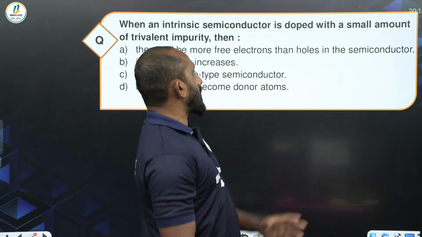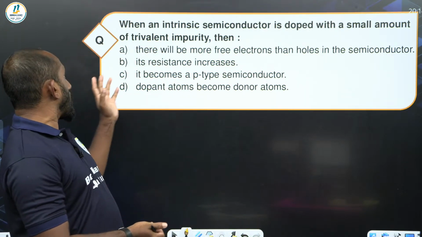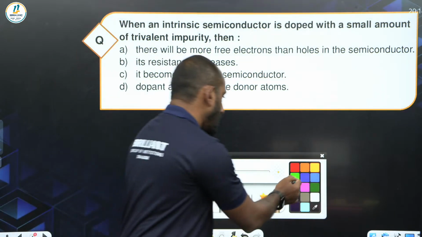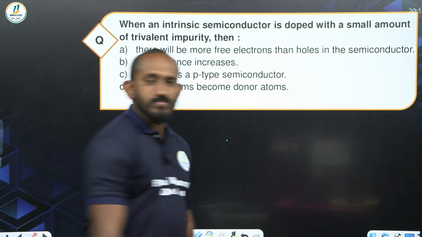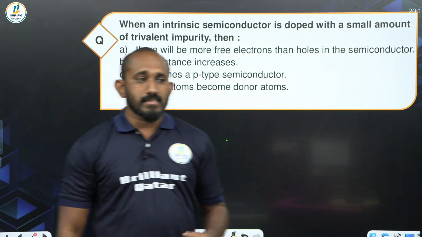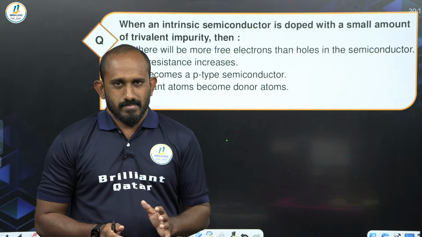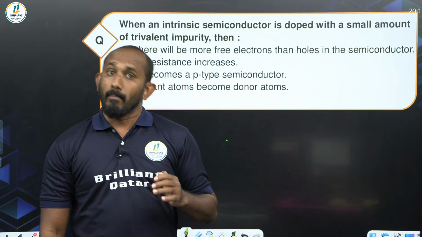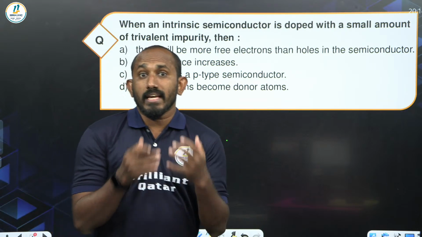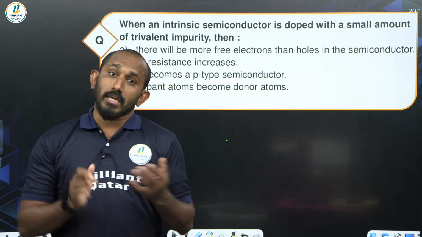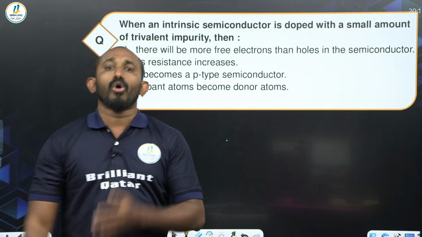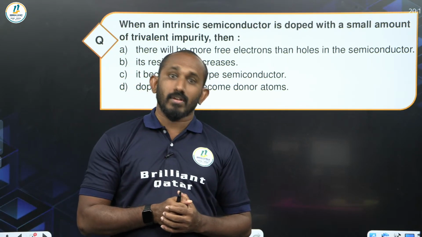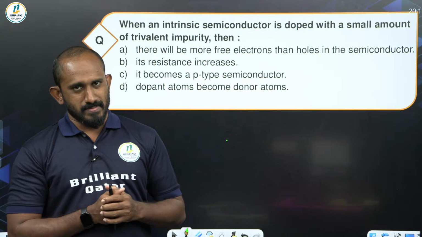When an intrinsic semiconductor is doped with a small amount of trivalent impurity, then what will happen? This question is from semiconductors. If you compare conductors, semiconductors and insulators, semiconductors are basically insulating, but as the temperature increases, they become more conducting. To increase the conductivity, we can add impurity atoms from the 13th group or 15th group, so that we get two more types of semiconductors, P-type and N-type.